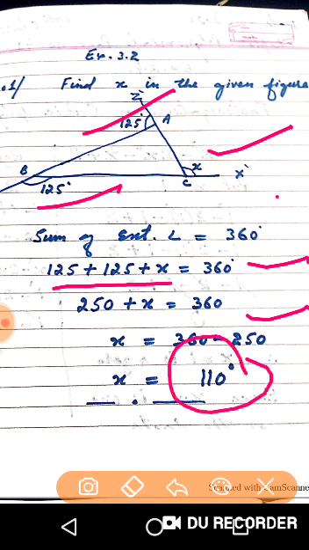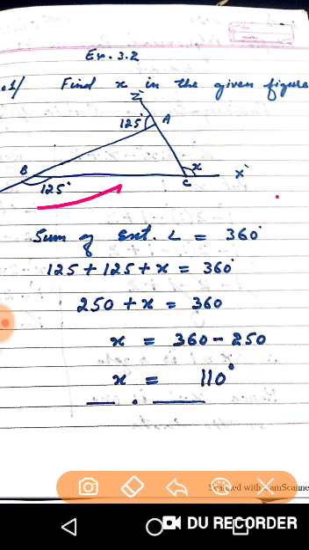So in this way you have used both formulas: the sum of the interior angles of a quadrilateral and the sum of the exterior angles of a polygon, which is 360. With the help of these two formulas you will be able to do exercises 3.1 and 3.2 easily. Hope you have understood. Thank you very much.